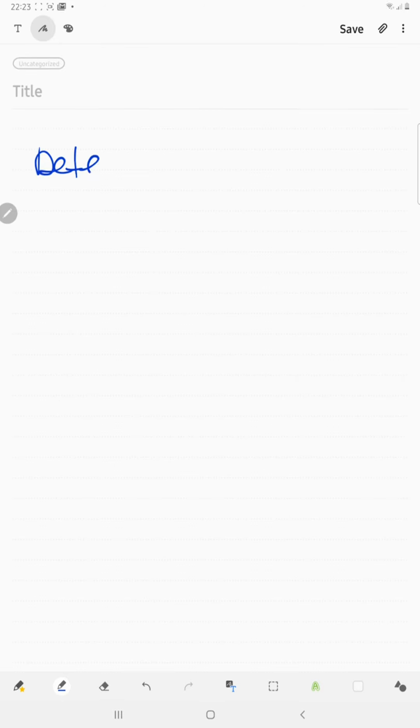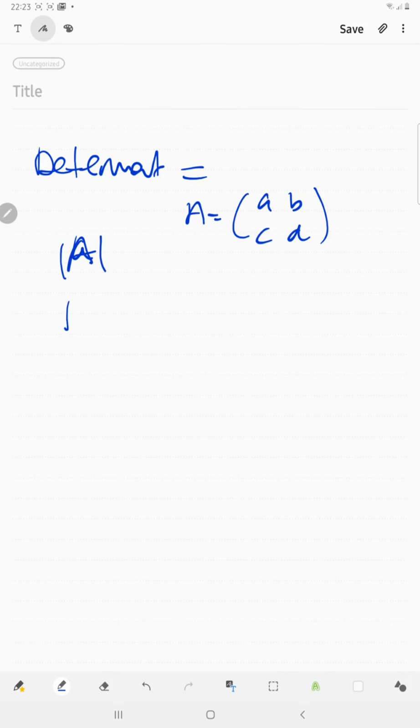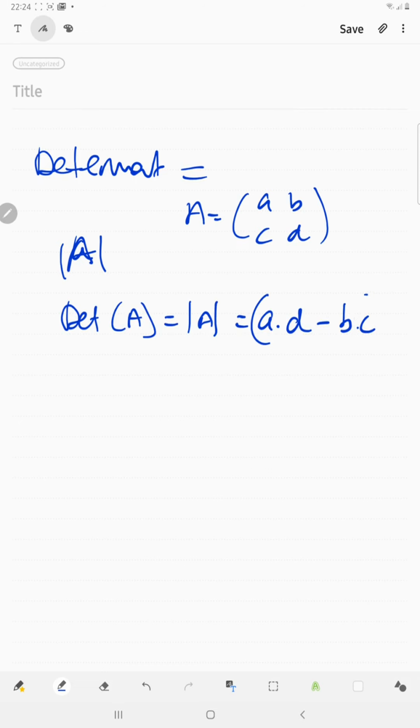Now, the other point that I want us to look at is the determinant of a matrix. Let's assume that I've got matrix A, which is equal to A, B, C, and D. So the determinant of A is the same as the modulus of A, which is A times D minus B times C. So the determinant can be given in that particular process.